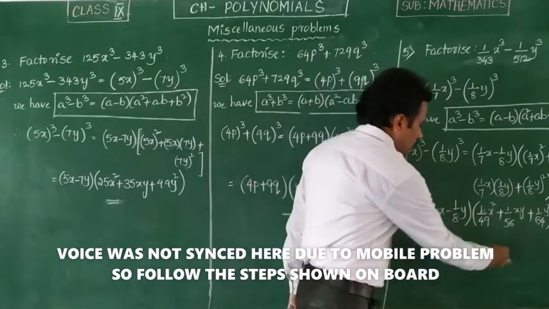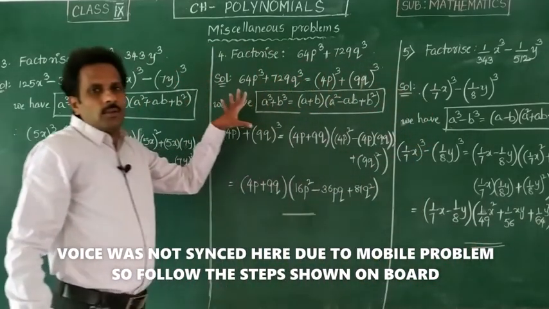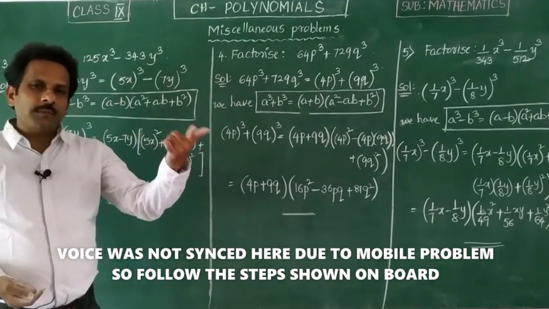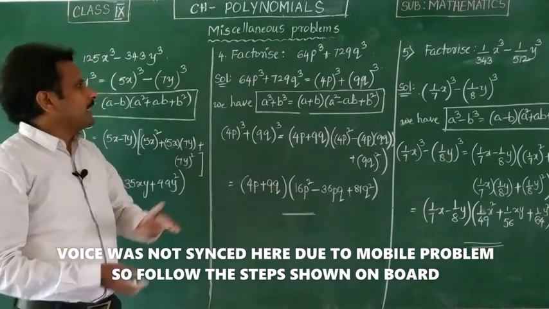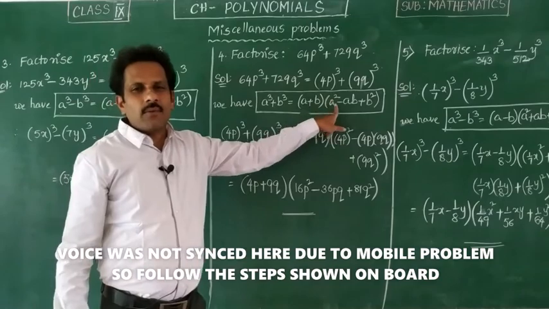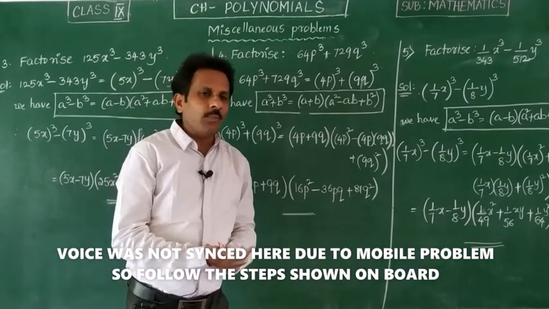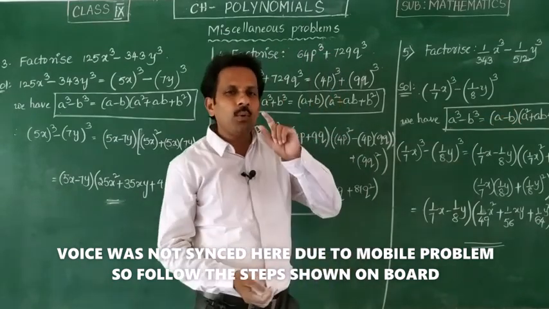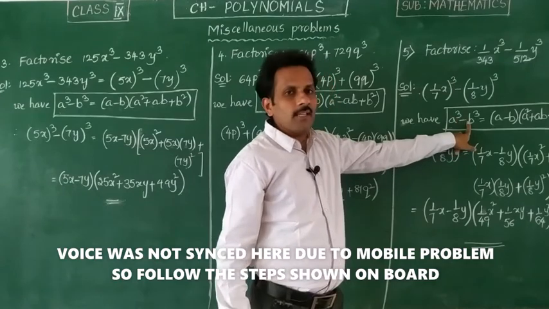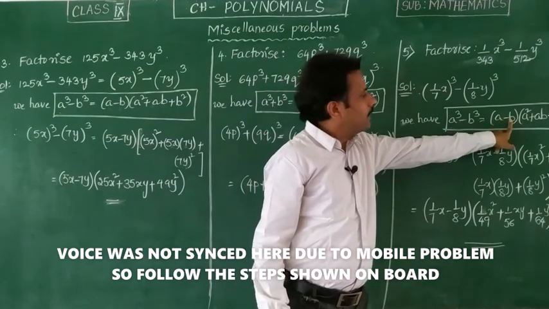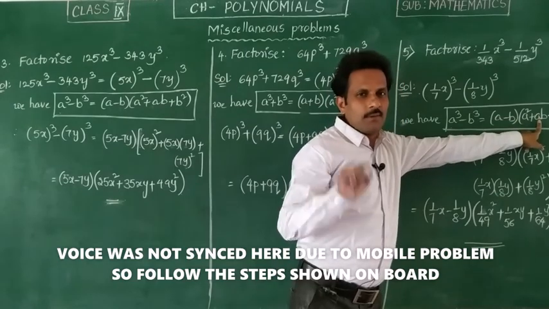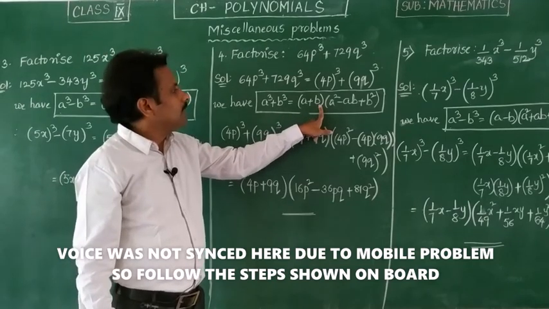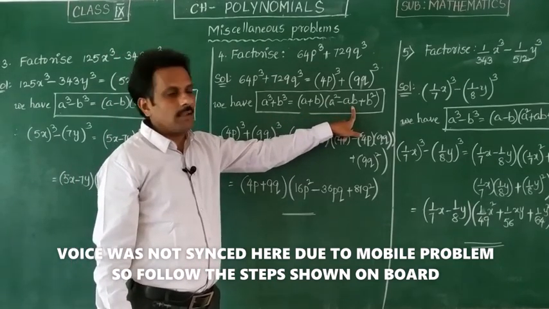In these three problems, you might have observed that we have applied mainly two identities, either a cube plus b cube or a cube minus b cube. A cube plus b cube is a plus b into a square minus ab plus b square, whereas a cube minus b cube is a minus b into a square plus ab plus b square. How to remember this? If you take a cube minus b cube, a minus b will be there, and in the next factor a square plus ab will be there. Whereas in a cube plus b cube, a plus b will be the first factor, and in the next factor minus ab will be there. So this is the solution.